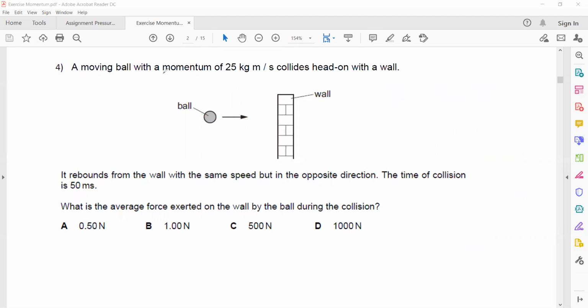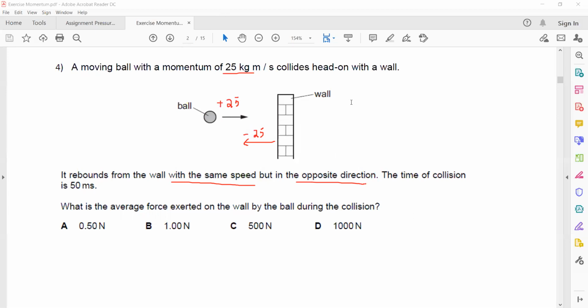A moving ball with a momentum of 25. When it hit, it bounced back with the same speed. If the speed does not change, the value of the momentum will not change, but it is in the opposite direction. Momentum is a vector quantity, so if one momentum is positive, the other one should be negative.